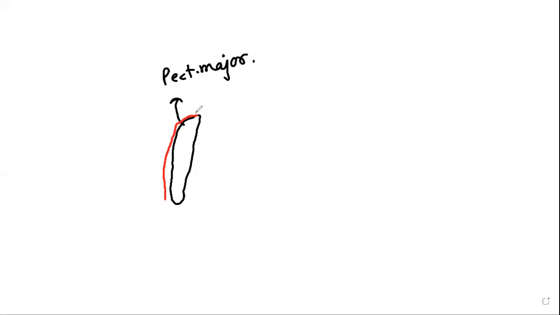Number 1 point. When I explained the breast, I told you that below the breast you have a muscle. The name of this muscle is your pectoralis major muscle. This pectoralis major muscle is covered here by fascia, which I am drawing here in red color. This is known as pectoral fascia, or it is also known as deep fascia.